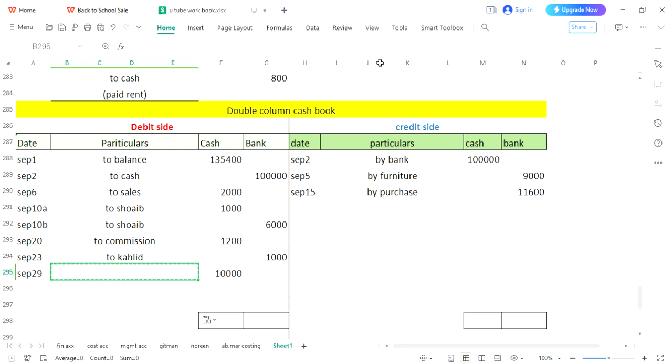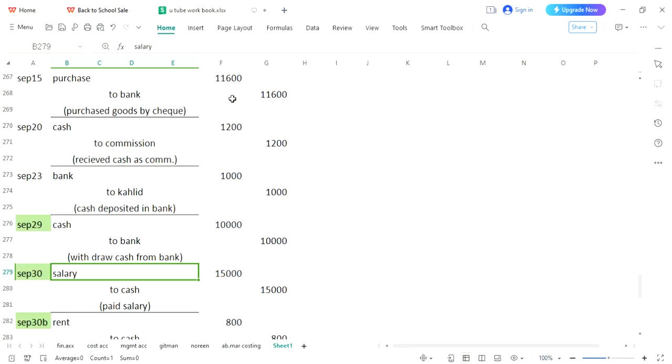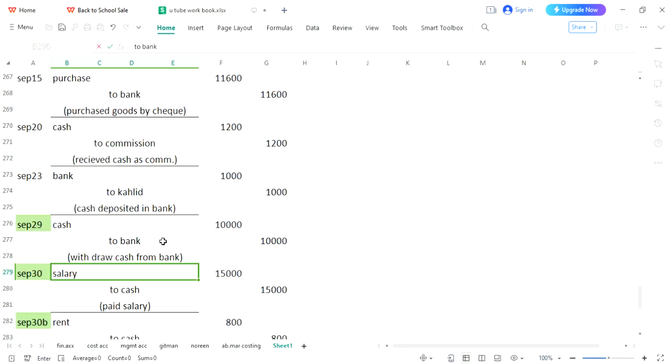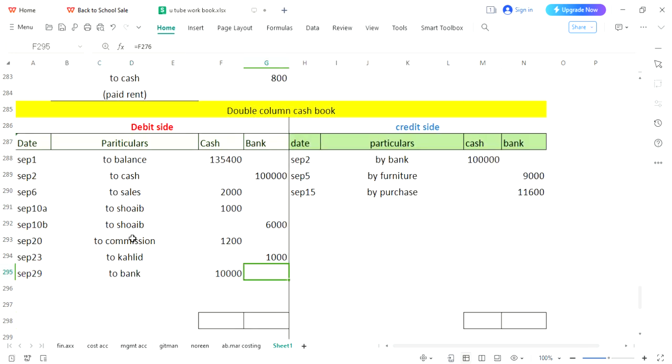Okay guys, now September 29 was your entry. We have debited cash. What is written on the opposite side? Bank. So you will write bank over here. First part of 29 is completed where cash was debit. And now look at this. Bank is written on credit side. So you will come over here.